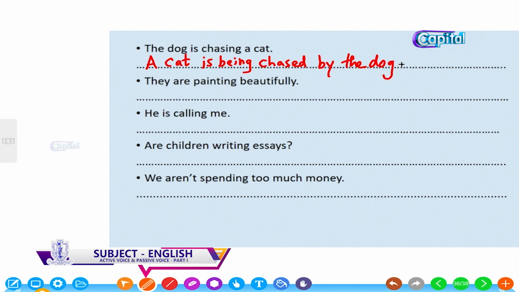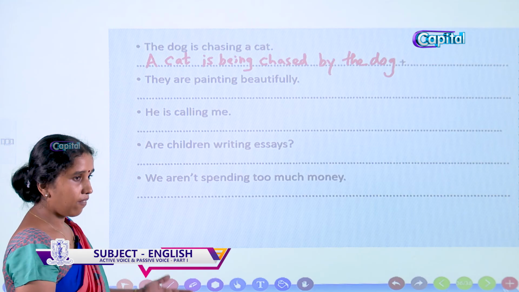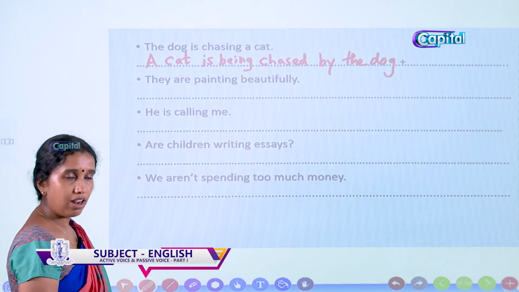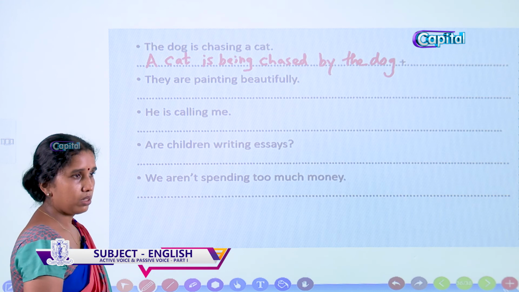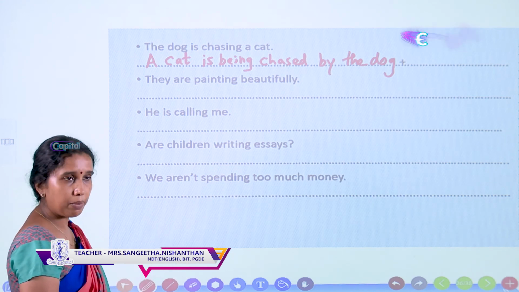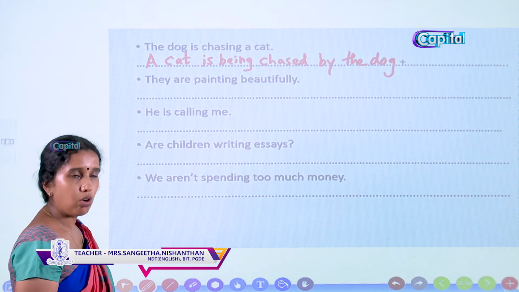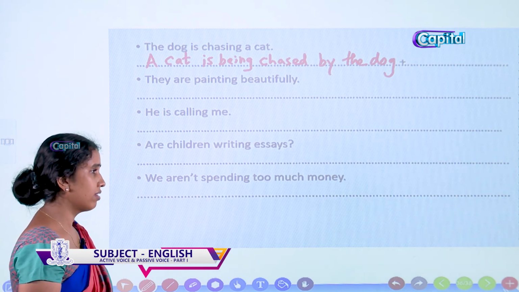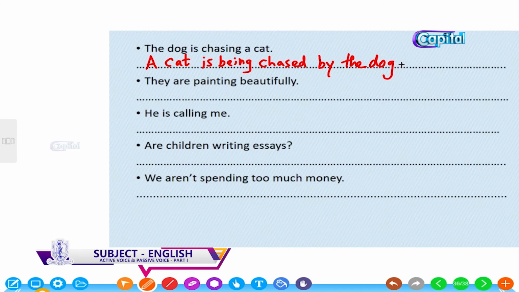The second one, they are painting beautifully. Who? They. The subject is they. What are they doing? Painting. The beautifully says, how are they painting? What are they doing? Painting. What are they painting? The answer is not here. But we can assume an answer for the verb painting. What are they painting? It may be a picture or wall or something else. So, they are painting the wall.